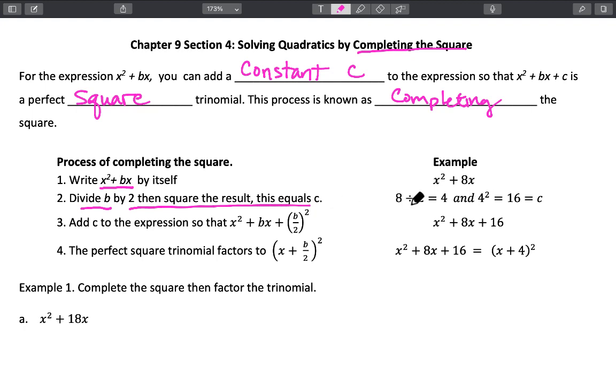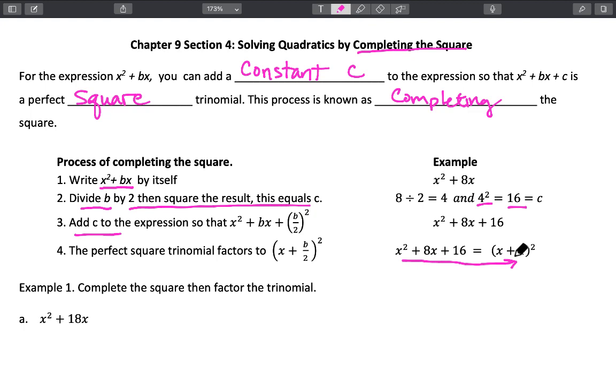All right, so there's 8. 8 divided by 2 is 4. When we square 4, we get 16. So that's c. And now we're going to write that as our perfect square trinomial by adding c to that expression. So x squared plus bx plus half of b squared is our perfect square trinomial. And now we're going to factor that perfect square trinomial down into its two linear factors, which will turn out to be x plus b over 2 squared. So we have x squared plus 8x plus 16 gets factored back down into x plus 4 in parentheses squared.